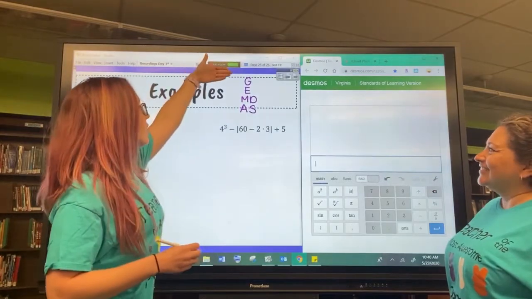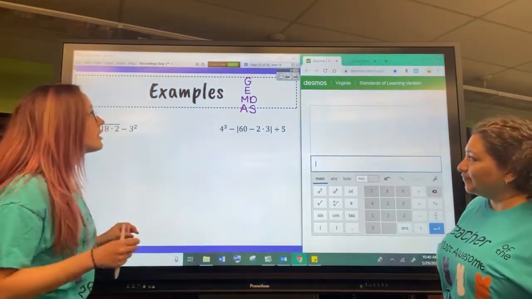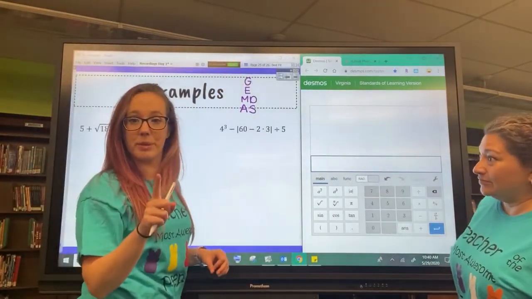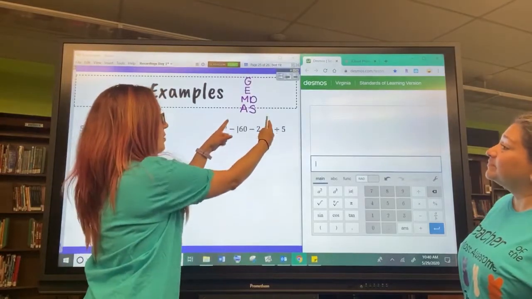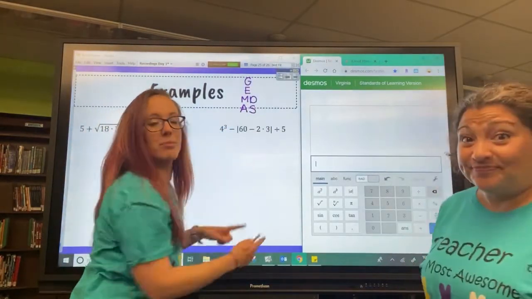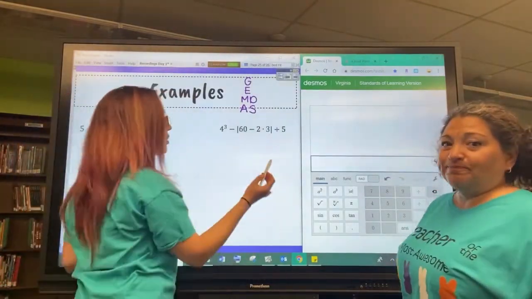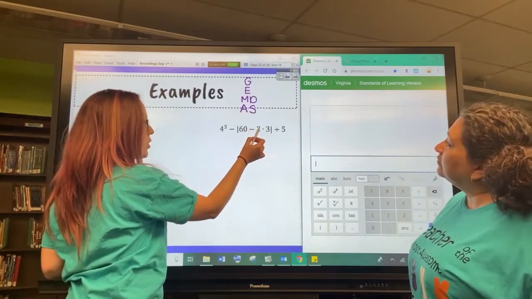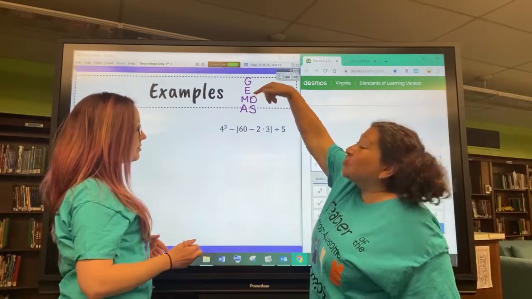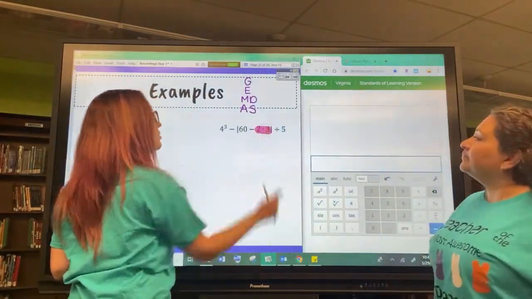And we're going to follow GEMDAS to make sure we do it in the right order. So the first thing that we're looking for is grouping symbols. And we have grouping symbols. I see them. Absolute value bars are grouping symbols. But inside that grouping symbol, we have to decide which operation we're going to do first. Right. So should we do subtraction first or multiplication first? Well, I think multiplication comes first because it comes before addition and subtraction. Exactly. So we're going to do 2 times 3.